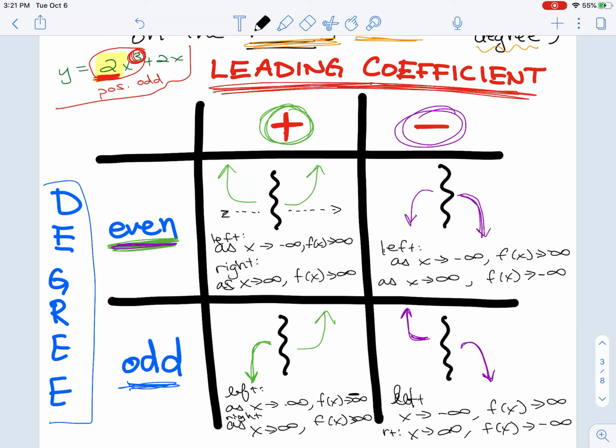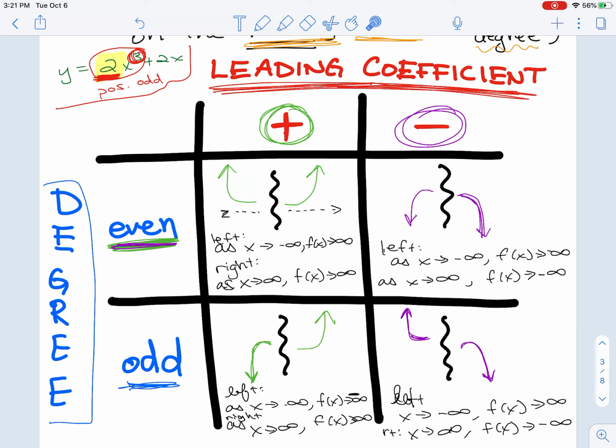You should be able to reproduce at least the visual part of the graph anytime we're going to graph our polynomials, because it's really important that you're able to do that quickly. So just keep in mind, positive graphs always go up and to the right. Even graphs match. So if it's positive even, it goes up and up. Negative graphs always go down and to the right. Even always matches. So if it's a negative even, it goes down and down.